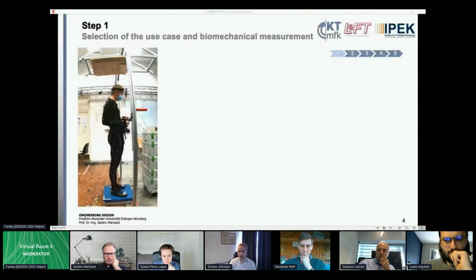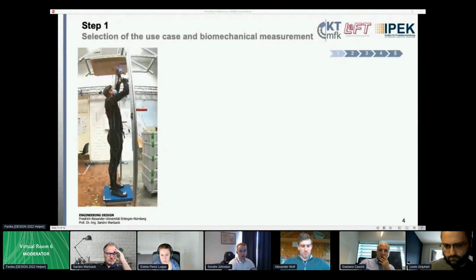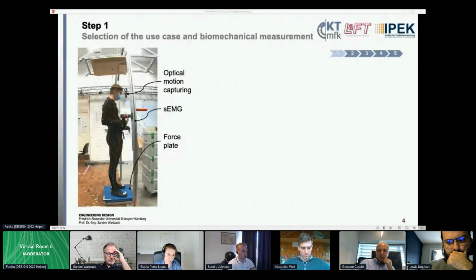Now we want to concentrate on the different steps, and we start with step number 1, the selection of the use case and biomechanical measurement. Yes, we selected for this study a special task, a worker who is working at and above head. Let me show you a short video clip, and this is realized by attaching small wooden blocks to a board above the subject, and the user is using a cordless screwdriver. The biomechanical measurement, on one hand, is a motion capturing system with an optical system. On the other hand, we detect the muscle activation by using surface EMGs, and we detect the ground reaction forces by using force plates.